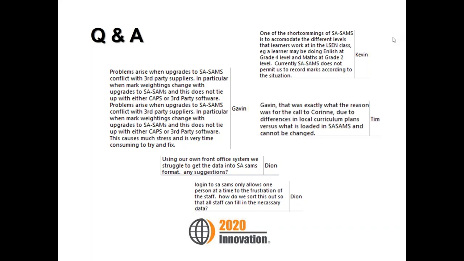Obviously, if you're with any third-party suppliers, you would have multiple access points, and then you would be able to speed up the work. You wouldn't be queuing in front of that specific computer. If you're working off a cloud-based system, a wider number of people would be able to work through it from there.